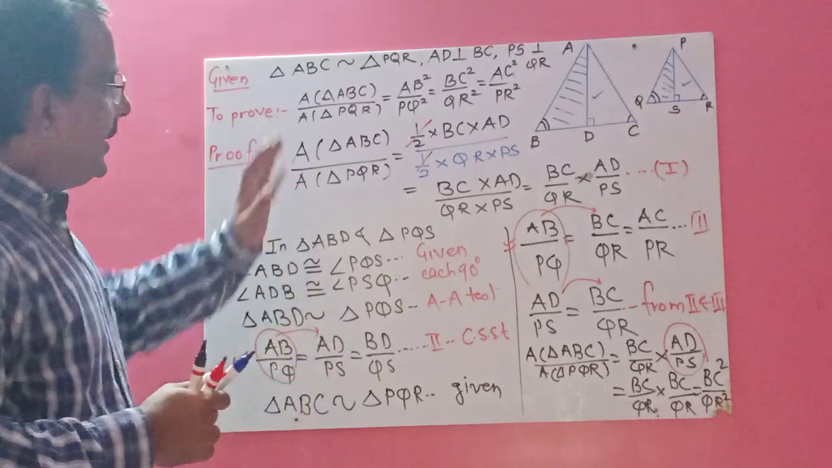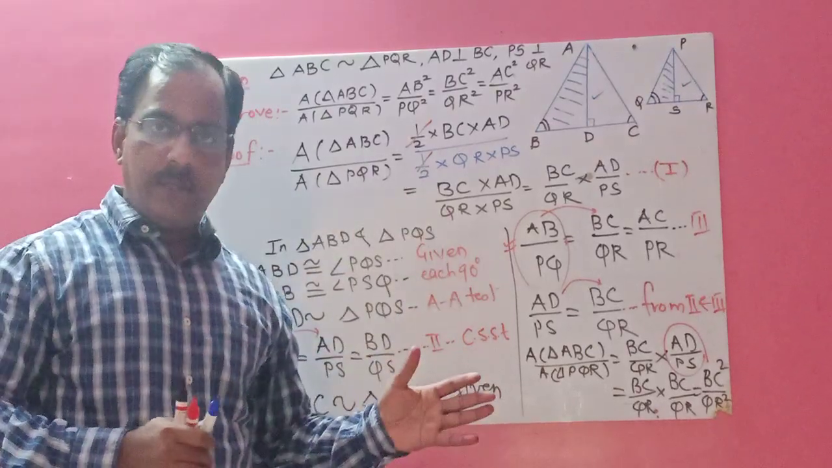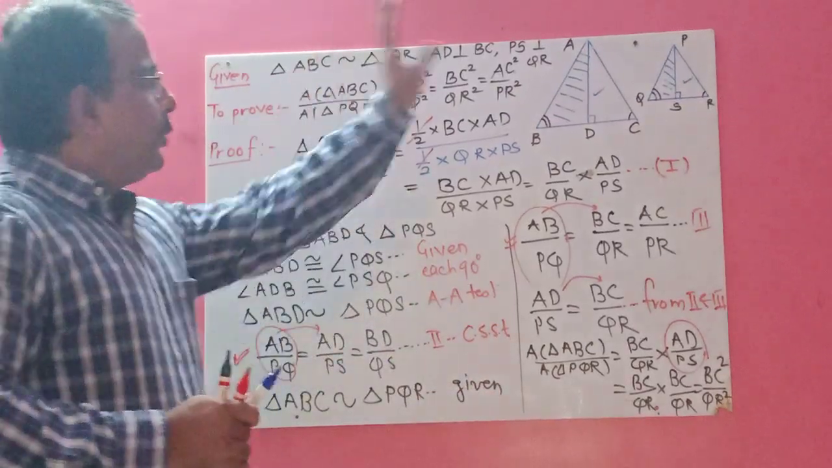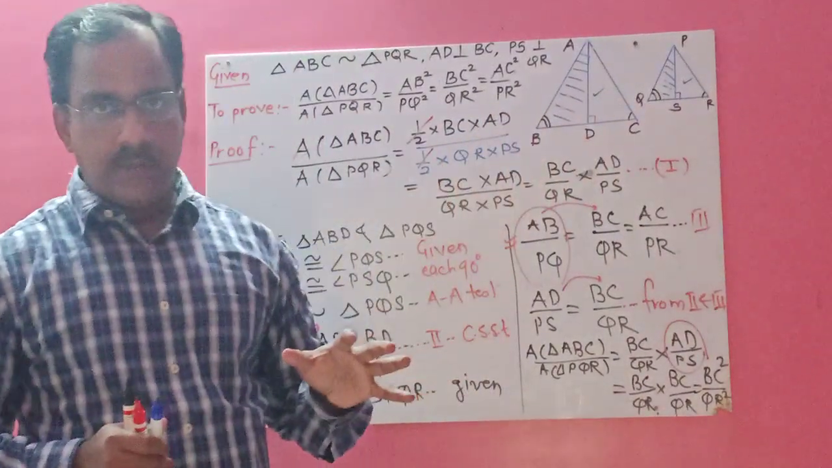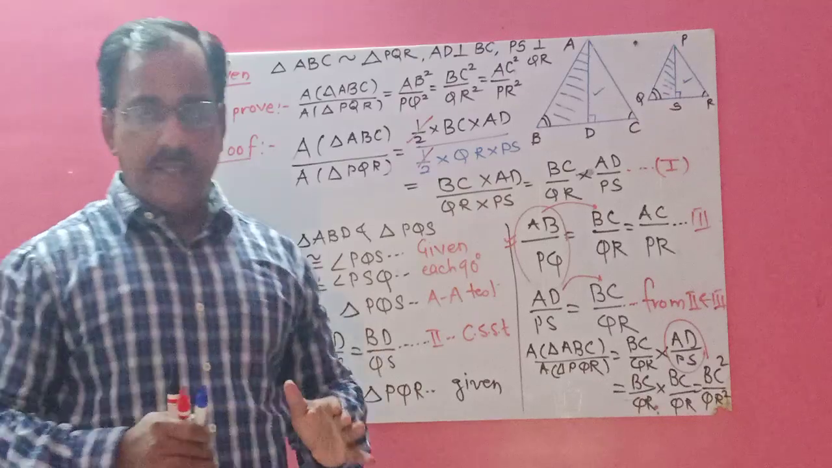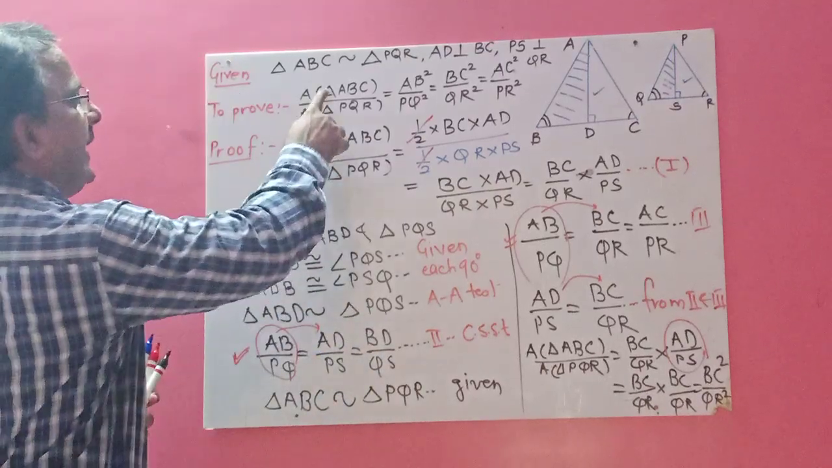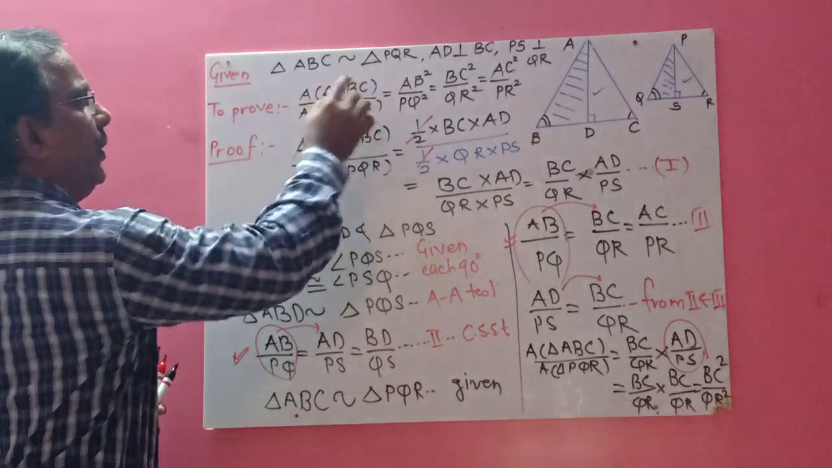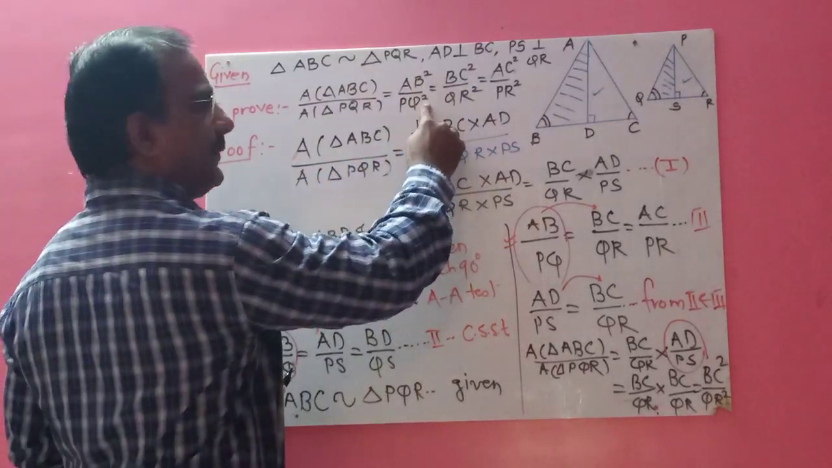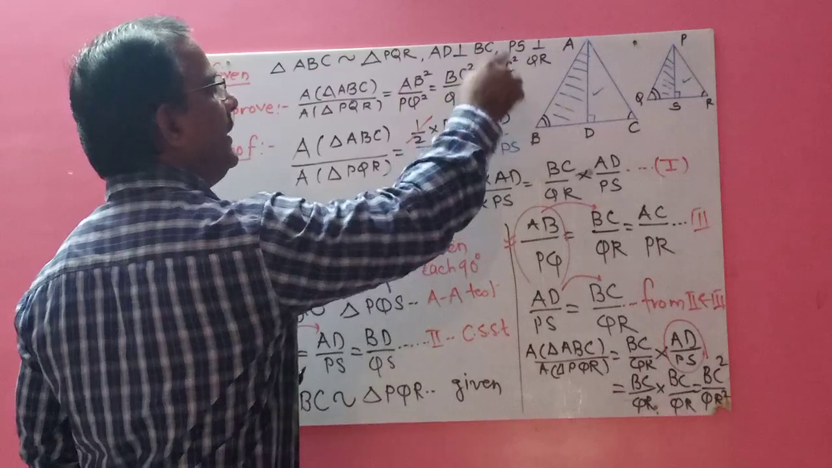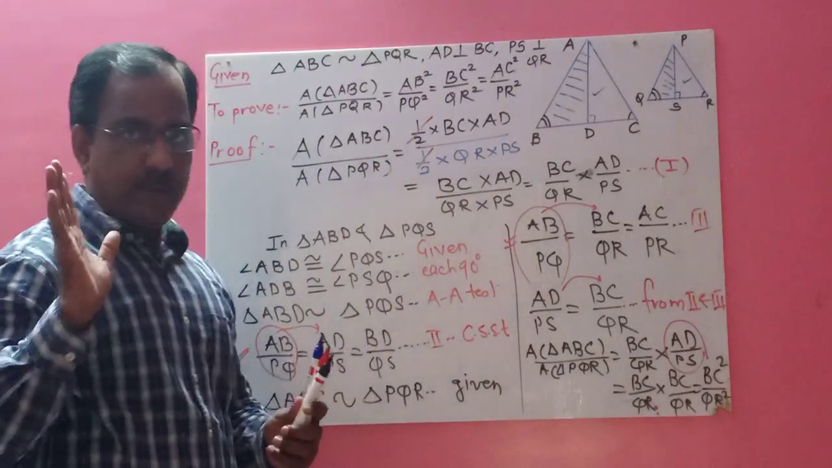Children, see once again, this is a very important theorem. Two triangles ABC and PQR are similar. As per the theorem, the ratio of their areas is equal to the ratio of the squares of the corresponding sides. This we have to prove.